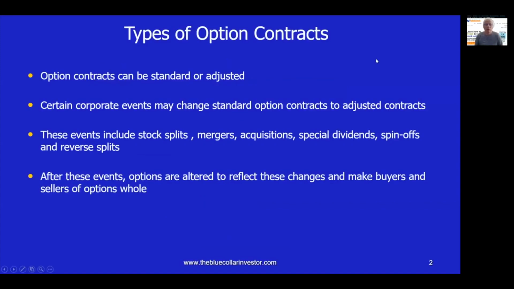Now, there are two categories of option contracts. They could be either standard, the ones we're most familiar with that deliver 100 shares of the underlying security, or they can be adjusted. Now, adjusted contracts are normally the result of various corporate events that may change standard contracts to adjusted contracts. Some of those events include stock splits, mergers and acquisitions, special one-time dividends, spin-offs, and the topic of this podcast, reverse stock splits.